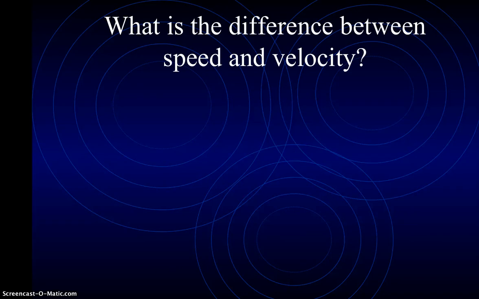For instance, what is the difference between speed and velocity? Well, in our everyday language, we probably use these terms interchangeably, but in physics, they're not exactly the same. Speed just means how fast something is going, while velocity actually means how fast it's going and what direction. So, speed is just how fast, velocity is how fast and in what direction, or another way of saying that would be speed and direction.